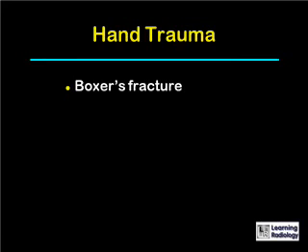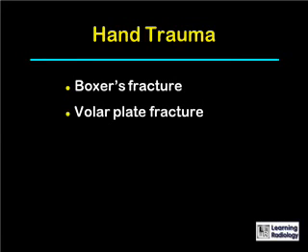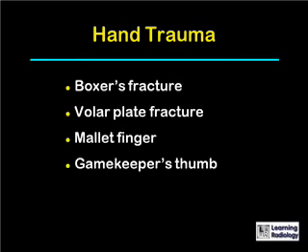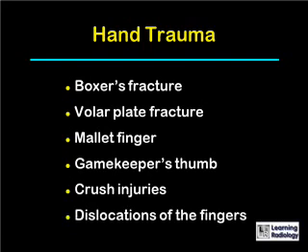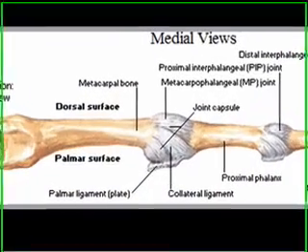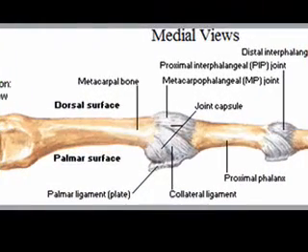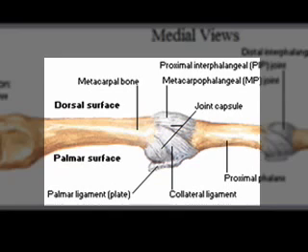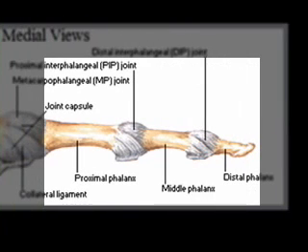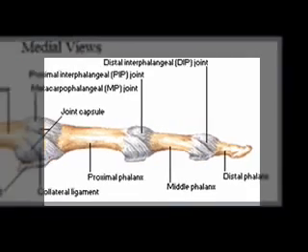Today we're going to be talking about boxer's fractures, volar plate fractures, mallet fingers, gamekeeper's or skier's thumb, crush injuries, and dislocations of the fingers. This diagram of normal anatomy by Netter shows the position of the palmar ligament or the volar plate and the collateral ligaments at the metacarpophalangeal, proximal interphalangeal, and distal interphalangeal joints.